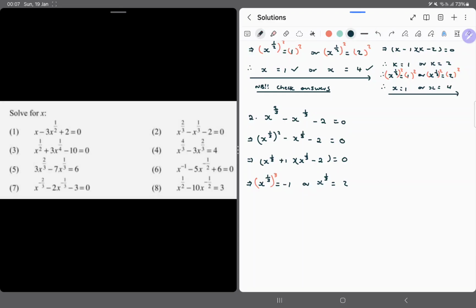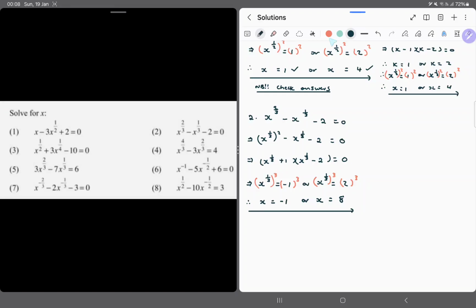And of course, we cube this to solve the problem. We cube this to get rid of that cube root right there. So this tells us that our x is going to be minus 1, or x is equal to 8. All right, so that's it.